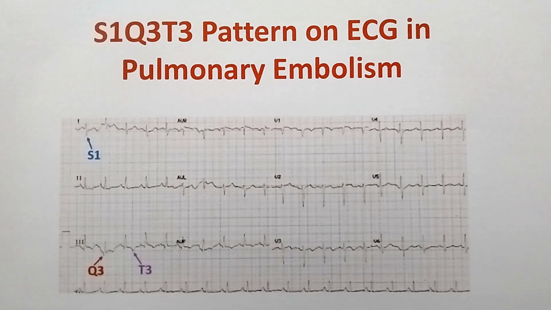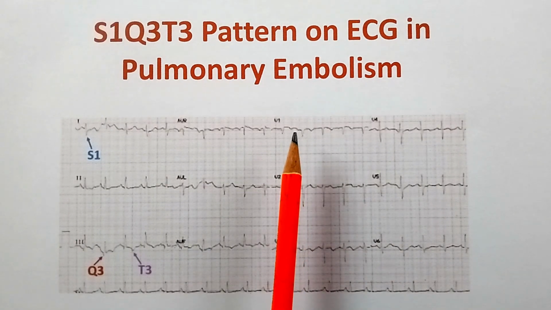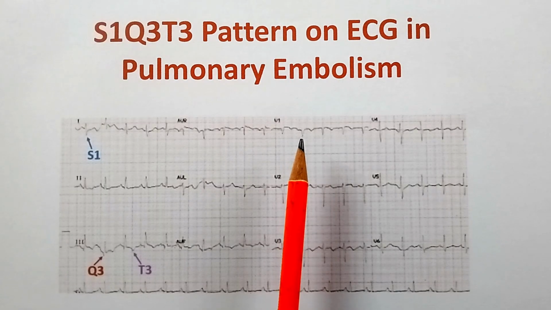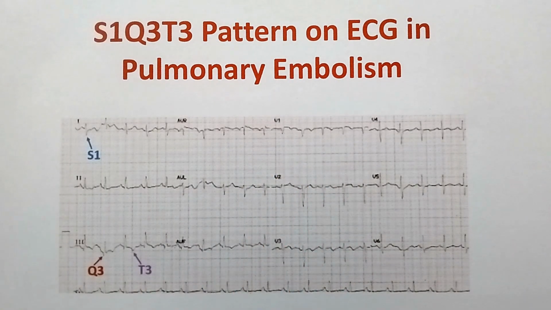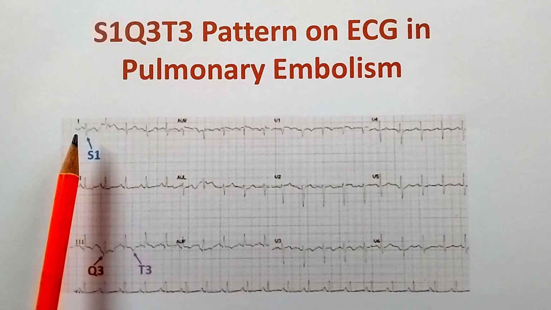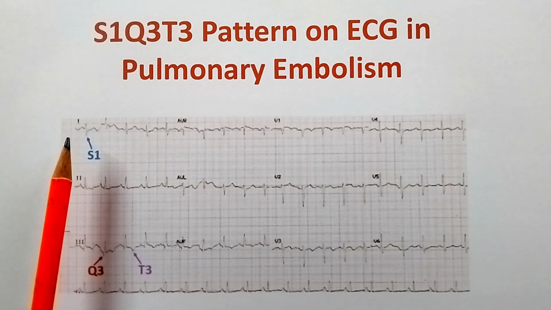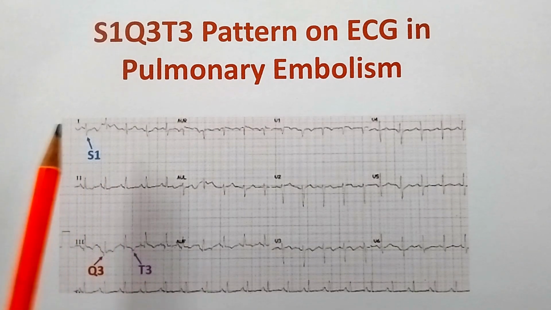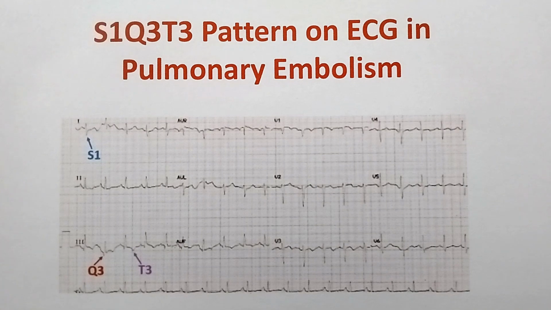Then there could be incomplete RBB pattern. Here it is not there. Incomplete RBB pattern, RSR pattern in V1 can occur in pulmonary embolism. Similarly, right axis deviation can also occur. Here there is rightward axis. It's not typically right axis deviation, but a deep S in lead 1 can indicate right axis deviation. These are the ECG features of acute pulmonary embolism.